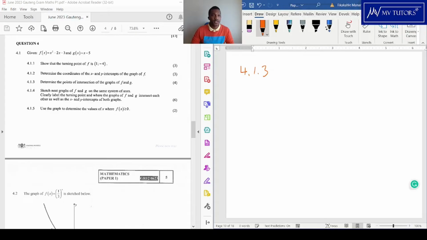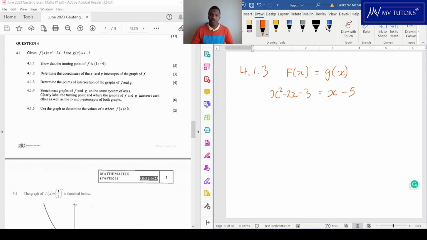Okay, let's go to 4.1.3 now. This is determine the points of intersection of the graphs f and g. That means where they intersect, and where they intersect is where they are equal. So we're going to say f of x equals g of x. That's what we're doing. f of x is given by x squared minus 2x minus 3. That should equal g of x, which is given by x minus 5.